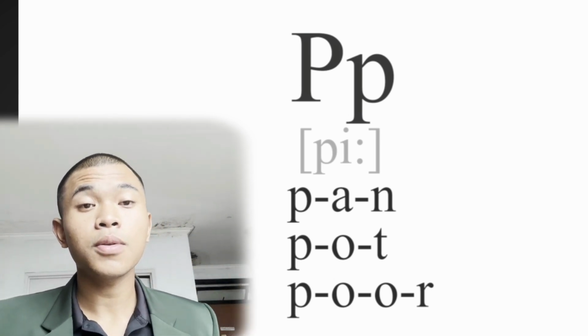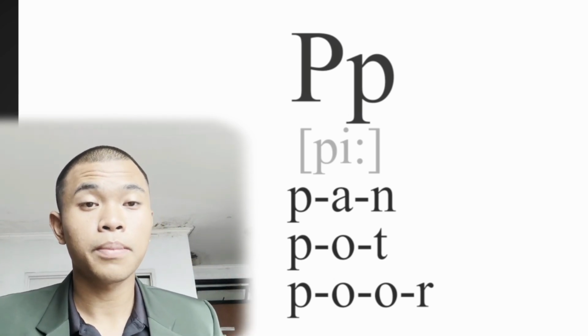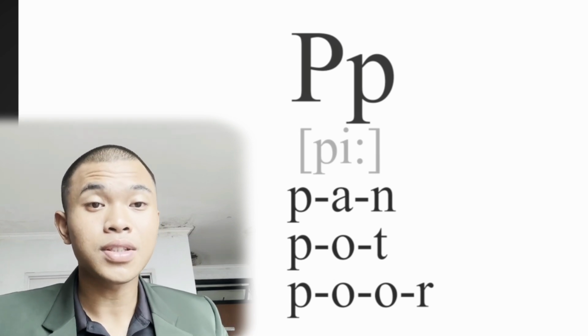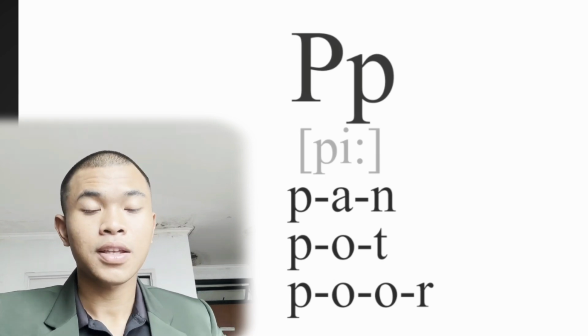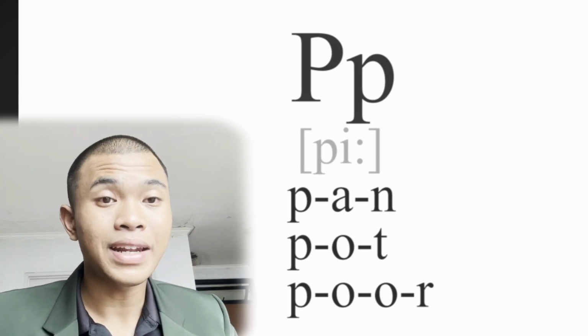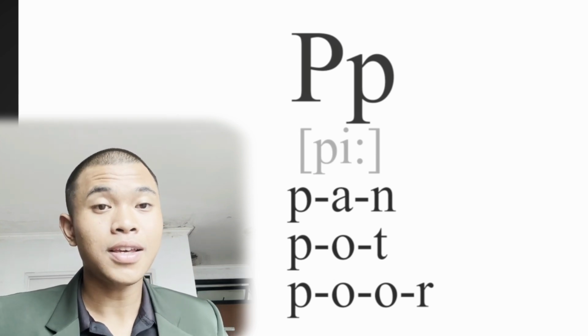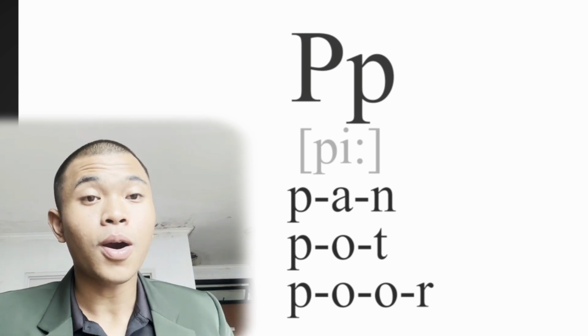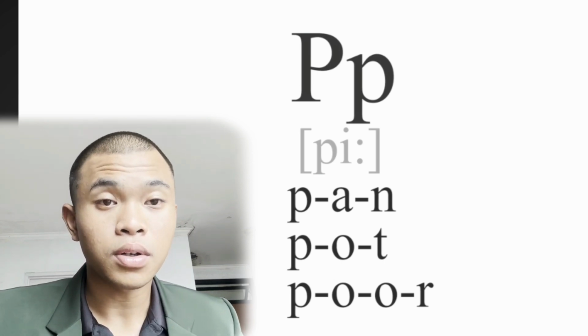The big one, it sounds like P. The small one, it sounds like P. The IPA pronunciation, it sounds like P. Example of word: pan, P, A, N. Pot, P, O, T. Pour, P, O, U, R.